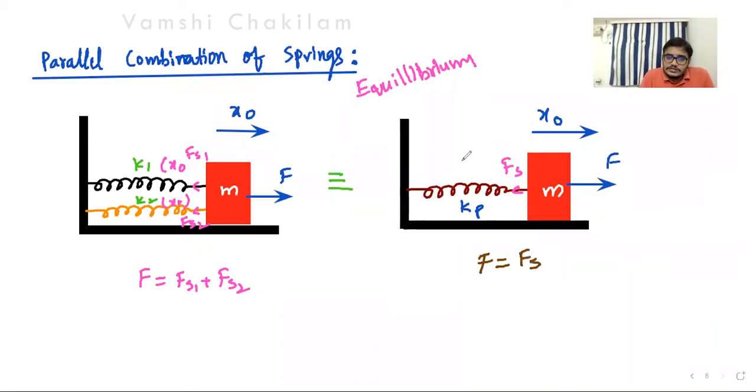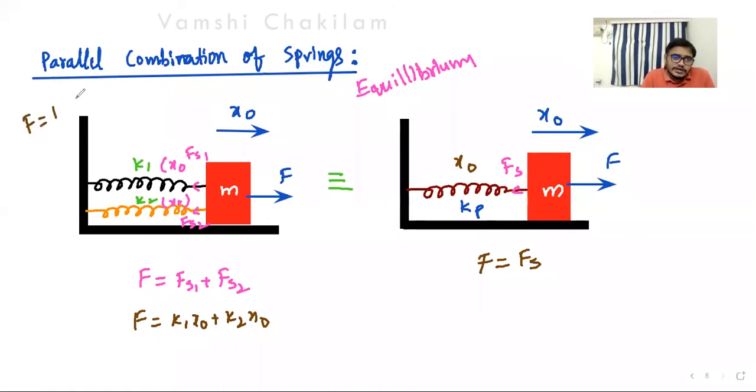What is the elongation in this spring? X naught. Why x naught? Because the block displaces by x naught. That's why the elongation is x naught. So F is equal to k1 x naught plus k2 x naught. Am I right or wrong? Spring force is given by spring constant times the elongation or compression. Here it is elongation, so the spring force is spring constant times the deformation.